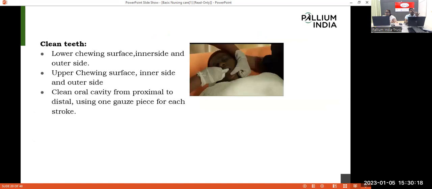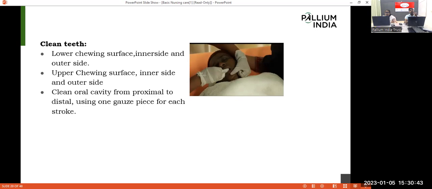Then while we are cleaning the oral cavity, we need to clean from the proximal to the distal area. That means from the midline of the face, or the midline of the teeth row, from there to the right side, and from the midline to the left side. So the proximal to distal area needs to be cleaned using one stroke each.